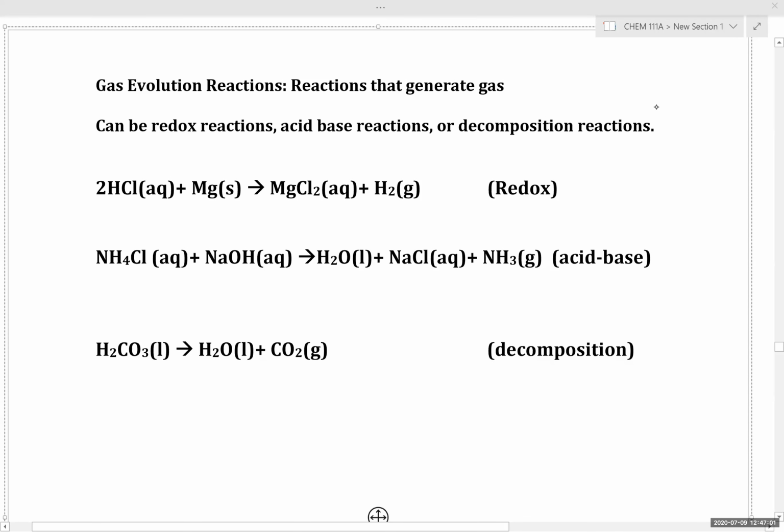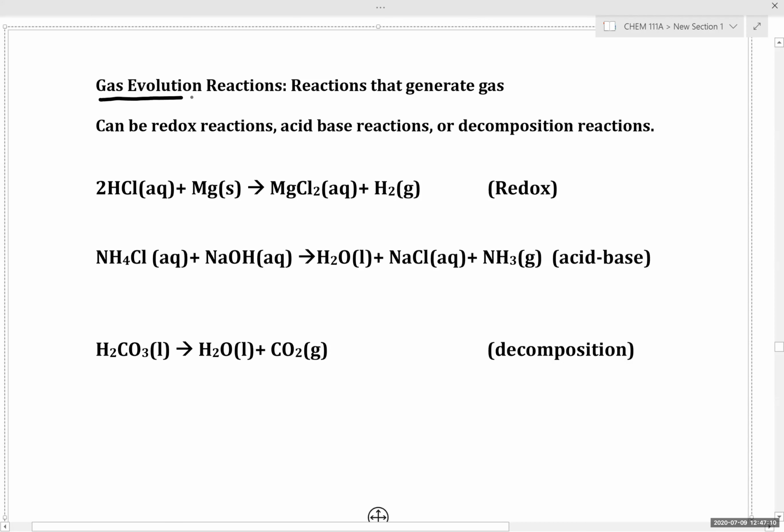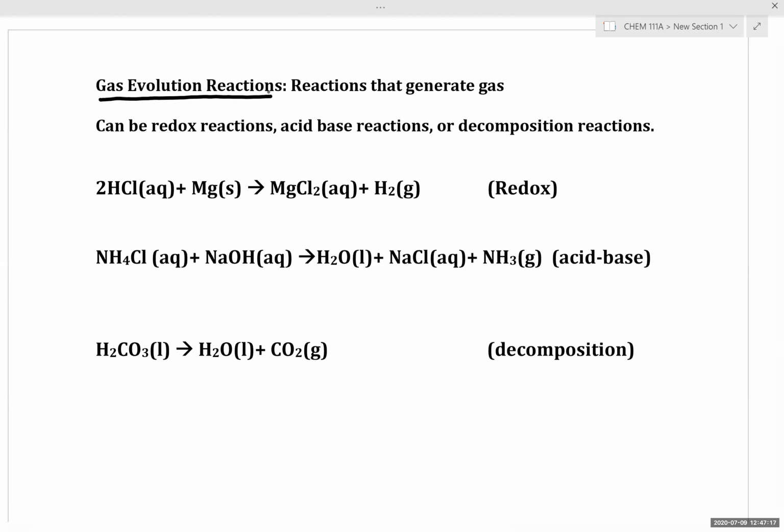When we last left off, we were discussing different types of chemical reactions. So now let's discuss a new class of chemical reaction known as the creatively named gas evolution reactions. As the name implies, they're reactions that generate gas.